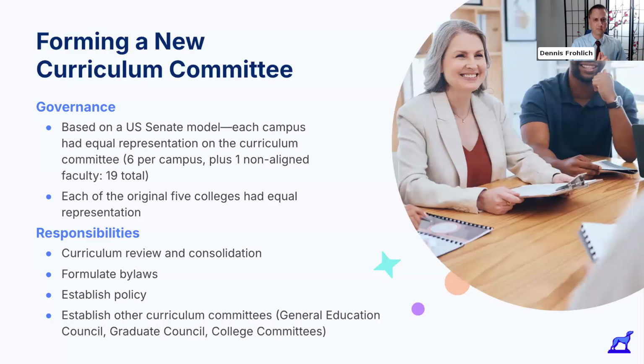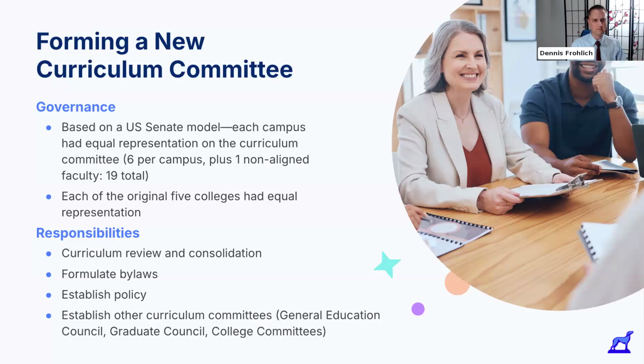So we ended up with a committee composed of 6 people from each campus. So they were the same amount of people, plus there was one non-aligned faculty member. With the integration, 5 colleges initially were created. Now we actually have 3, but 5 were created initially. Each college had 1 representative, except for liberal arts, which was by far the largest college and had 2 representatives.